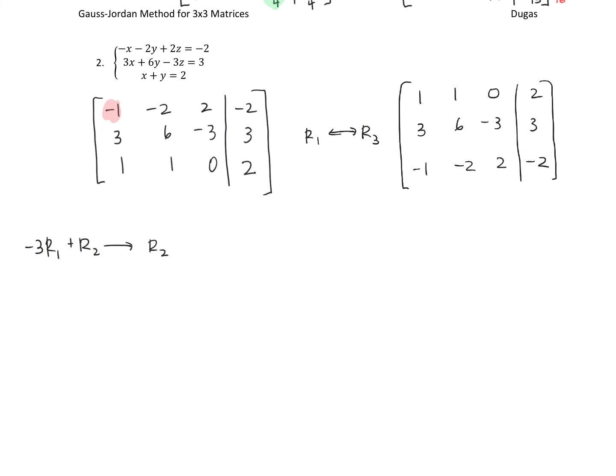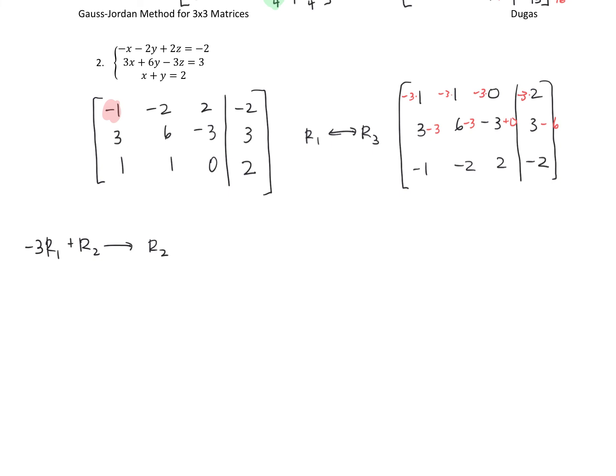Okay, so let's do that. So -3 times row 1. So everything times, it looks like it's going to be -3. So let's do -3 times each element of row 1. So -3 times 1 is -3. -3 times 1 is -3. -3 times 0 is 0. And -3 times 2 is -6.